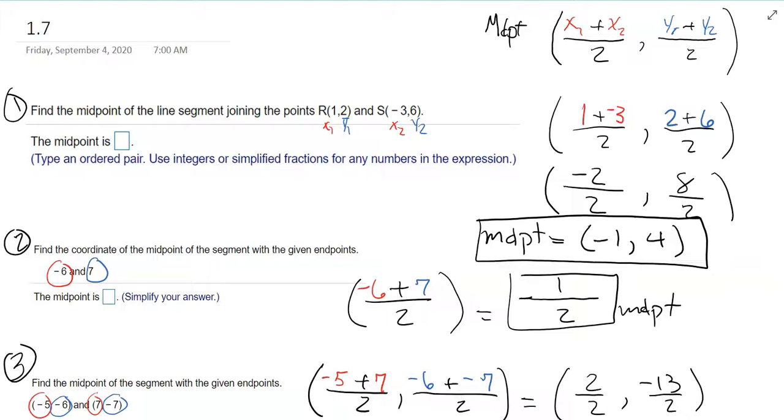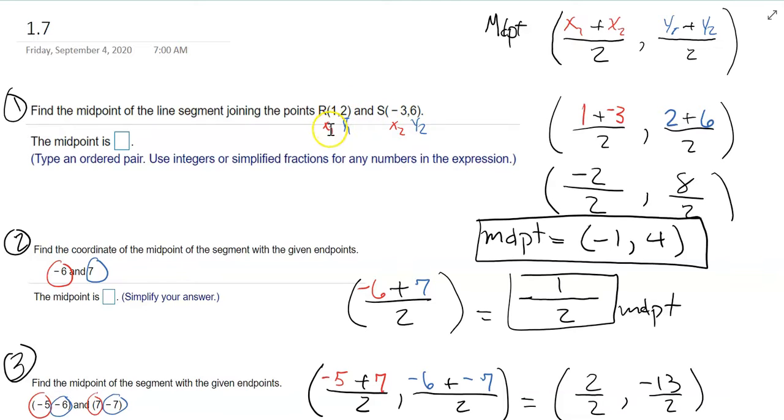Hello, we are looking at section 1.7, dealing with midpoint and distance. And as you can see in 1 and 2, we have two different examples of finding the middle between 2 points. In number 1, we have coordinates or ordered pairs that you could put on the coordinate plane.